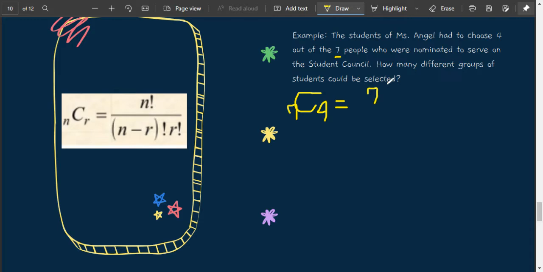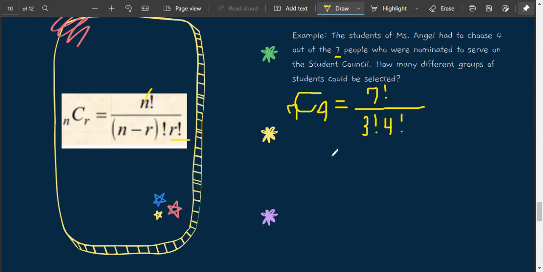Okay? 7C4. Is equal to, ilagay lang natin siya sa formula. 7 factorial over 7, idiretso natin class ha, para masanay kayo. Masanay kayo na maikli lang yung solution nyo dito. 7 minus 4 is 3 factorial. Tapos, imumultiply nyo lang yung mas mababang number, which is 4 factorial. Nagets ba? Diba, yung 7, nilagay ko dito. Yung 7 minus 4 is 3 factorial. Diniretso ko na. Tapos itong r na to is yung 4.